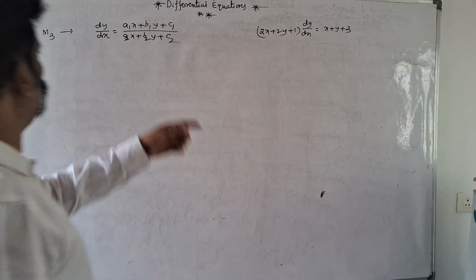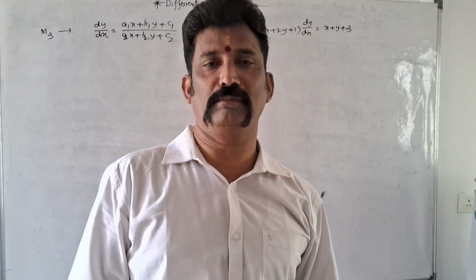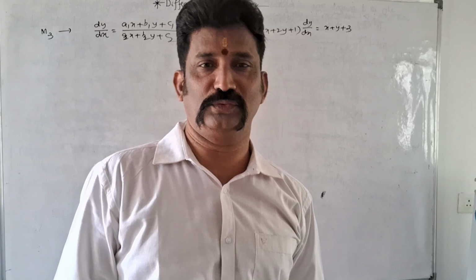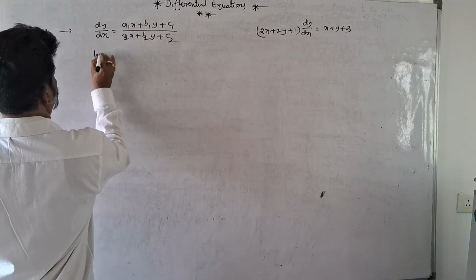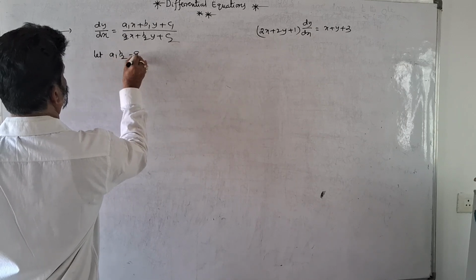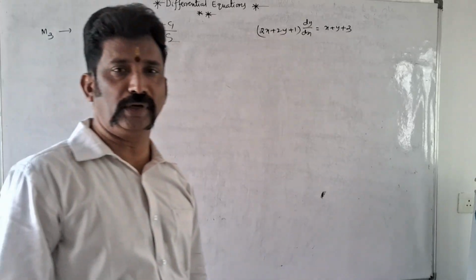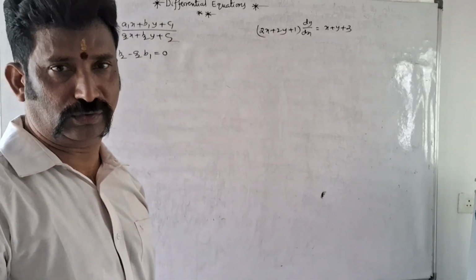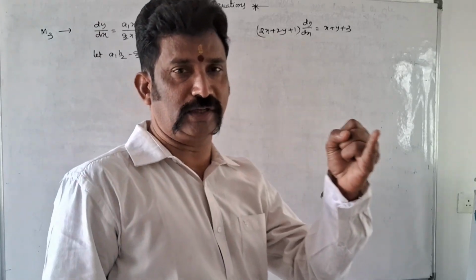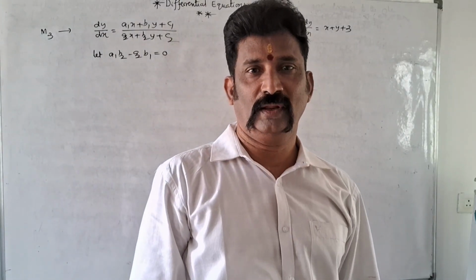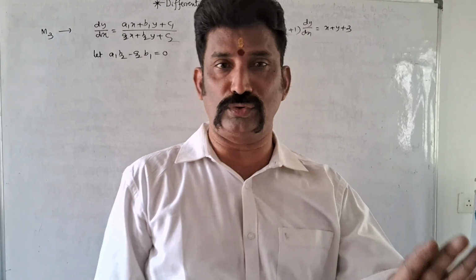Now model number 3, dy by dx is equal to a1x plus b1y plus c1 by a2x plus b2y plus c2. So now here, let a1 b2 minus a2 b1 is equal to 0. Suppose a1 b2 minus a2 b1 is equal to 0. Then the previous one, number 1, is b1 is equal to minus a2. And the second case, model number 2, is a1 b2 minus a2 b1 is not equal to 0.